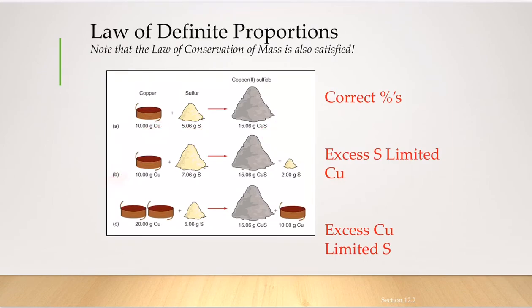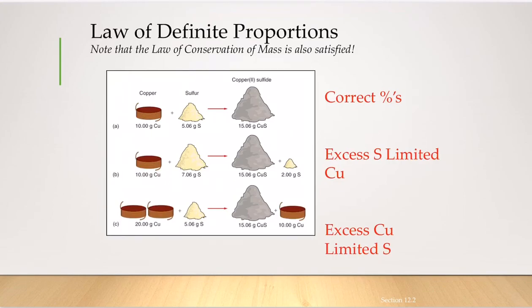Let's go to the second reaction. Here you still have 10 grams of copper, but the amount of sulfur is 7.06 grams. In reality, 10 grams of copper will only require 5.06 grams of sulfur. The remaining will just be left behind, and therefore sulfur is the excess reactant here, while copper is the limiting reactant.